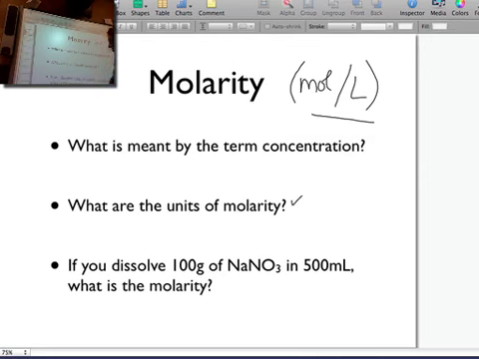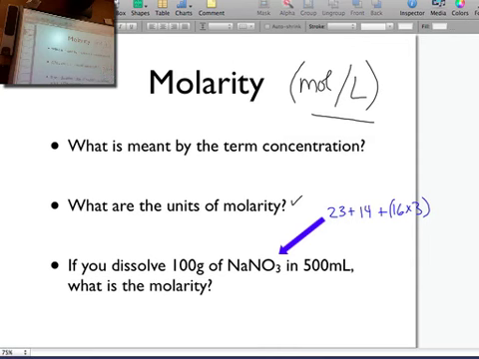I have a question. What is meant by the term concentration? How much stuff is in a solution? For our purposes, in terms of molarity, what's a more scientific word for stuff? Moles. In terms of molarity, how many moles are in a liter?